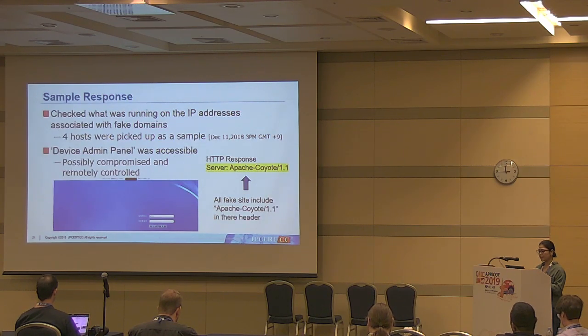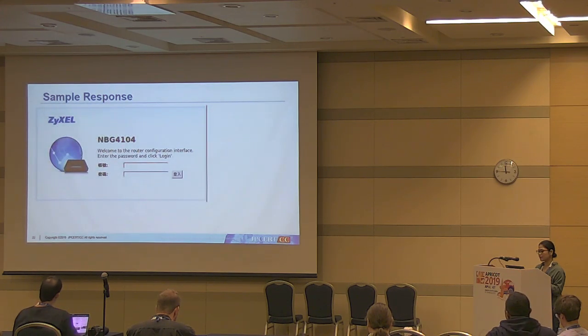Okay, from this slide, what I want to say is an interesting appearance when I click the IP address. We picked up several samples to check what was running on the host by accessing the IP address. It came out as the same response that looks like a device admin panel, and the HTTP response showed the server is Apache Coyote 1.1. So from this appearance, we guess that those hosts are possibly compromised and remotely controlled by the attacker. Also, this is an IP address running a network device as well. It was a Wi-Fi wireless station, I guess. I just Googled it yesterday.